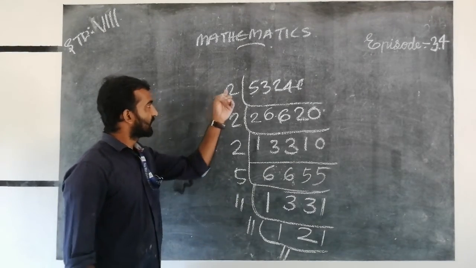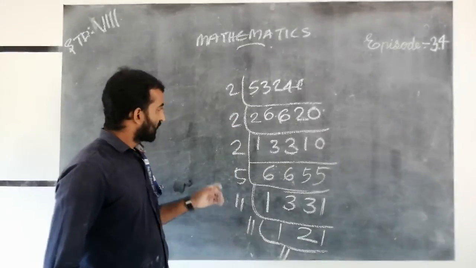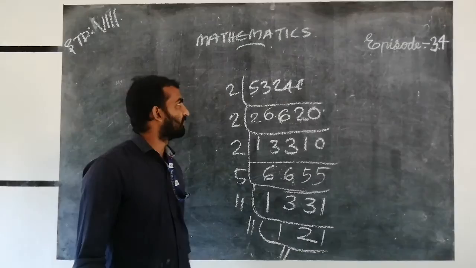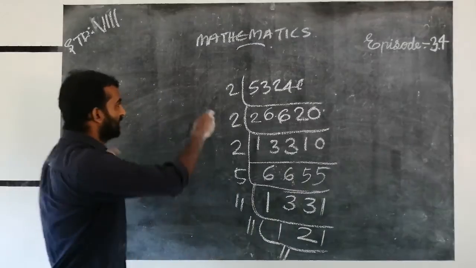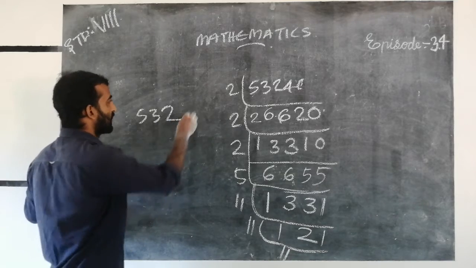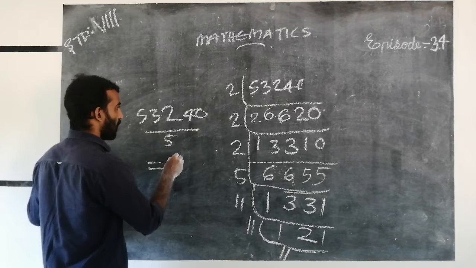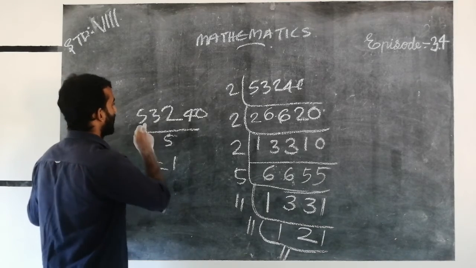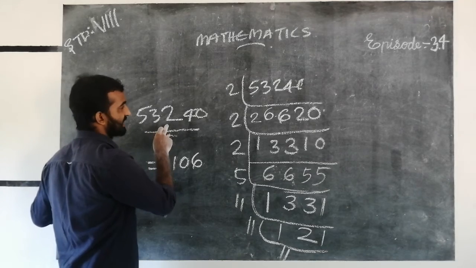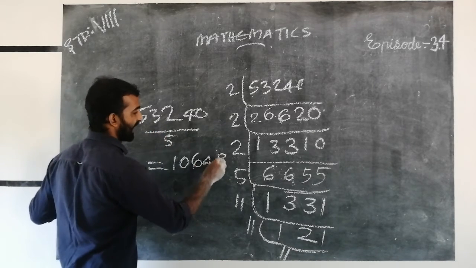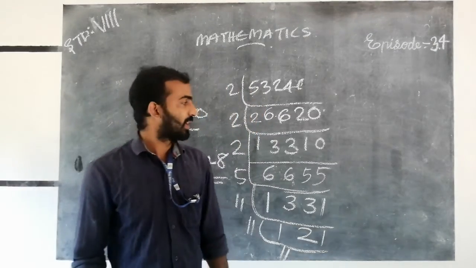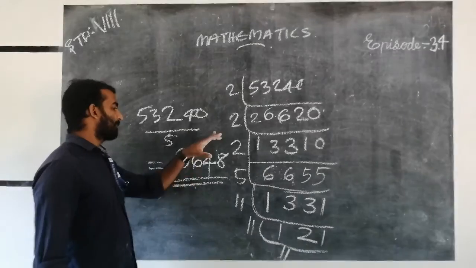Here we can see that 2 has 3 pairs, so 3 times 1 pair. 11 has 1 pair. 5 has no pair, so we divide the given number 53,240 by 5, and we get 10,648, which is a perfect cube, as 22 cubed is 10,648.